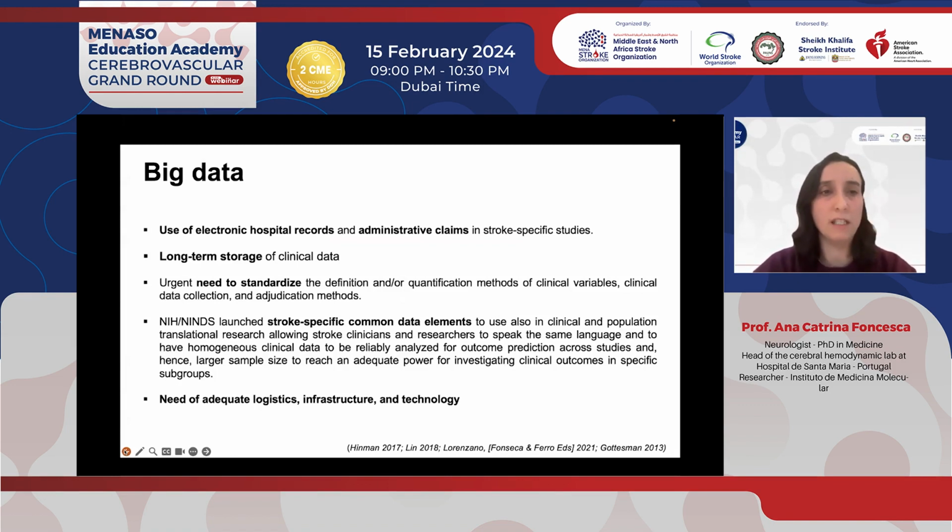And it's something that the National Institutes of Health has already launched, stroke-specific common data elements. The idea is to see if stroke clinicians and researchers can speak the same language, and therefore have homogeneous clinical data so that it can be reliably analyzed for outcome predictions across studies. So it's really very important to be sure that we are talking about the same thing.